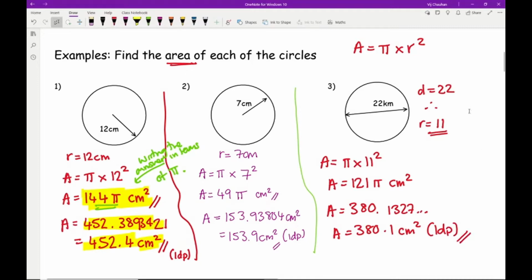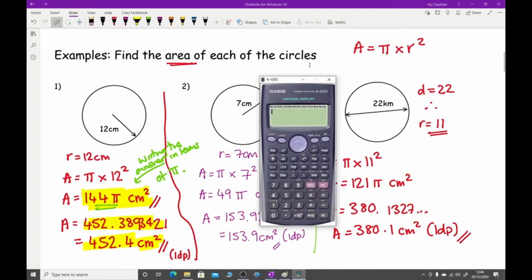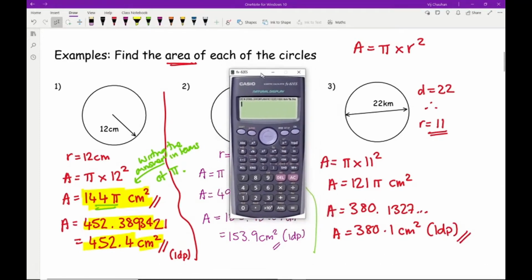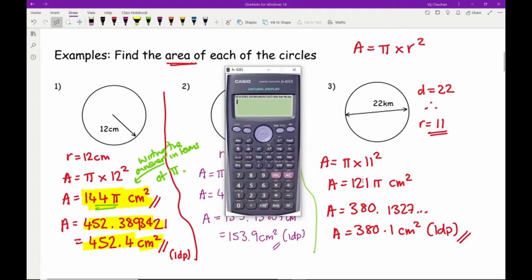Now again, if you're not sure on how to enter this on your calculator, let me load up this calculator here and have a look at doing question 3. So with question 3, all I need to do is type in 11 and then use the square button, multiplied by pi. So if I press shift, you can see the little pi symbol just above the times 10 to the power x button, press equals.